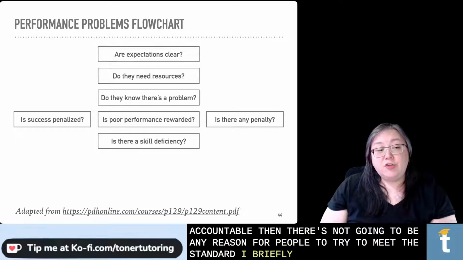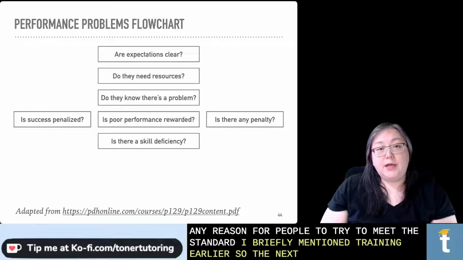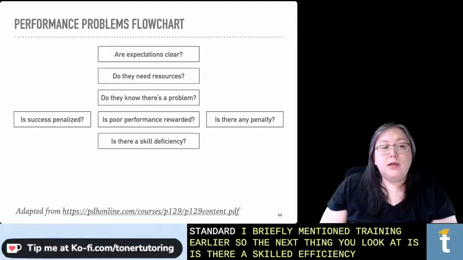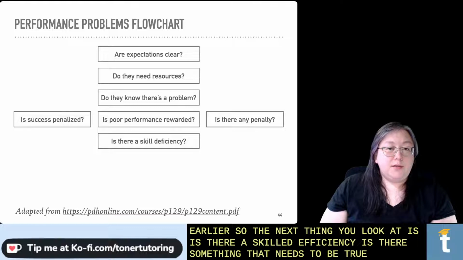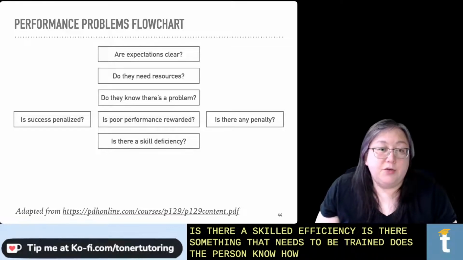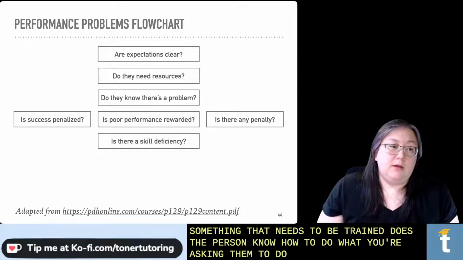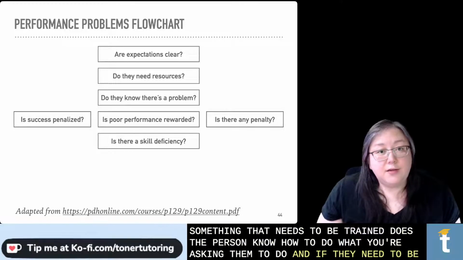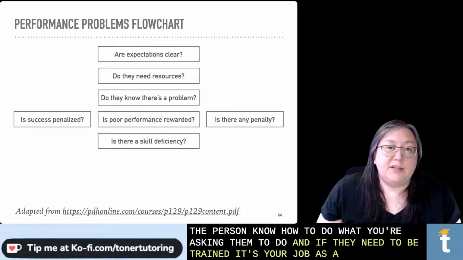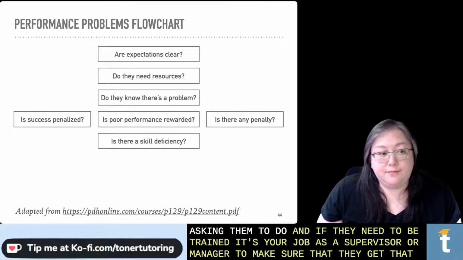I briefly mentioned training earlier. So the next thing we look at is, is there a skill deficiency? Is there something that needs to be trained? Does the person know how to do what you're asking them to do? And if they need to be trained, it's your job as a supervisor or manager to make sure that they get that training.